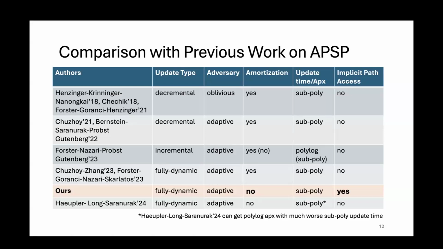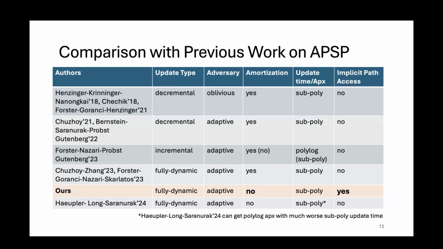Again against an adaptive adversary, but they crucially required amortization, which just means that they don't answer all queries fast, but just the average query fast. Then our algorithm is the first one to process fully dynamic updates without the need of amortization, and the update and query time is again subpolynomial. Furthermore, of all the algorithms here, our algorithm is the only one that gives implicit path access, which just means that we have this forest that I talked about in the previous slide.